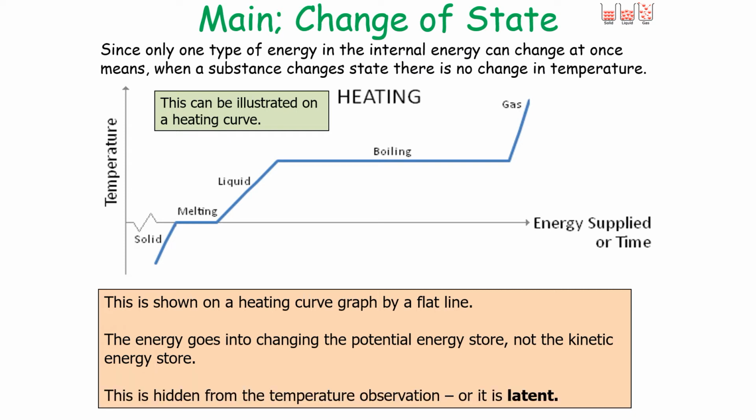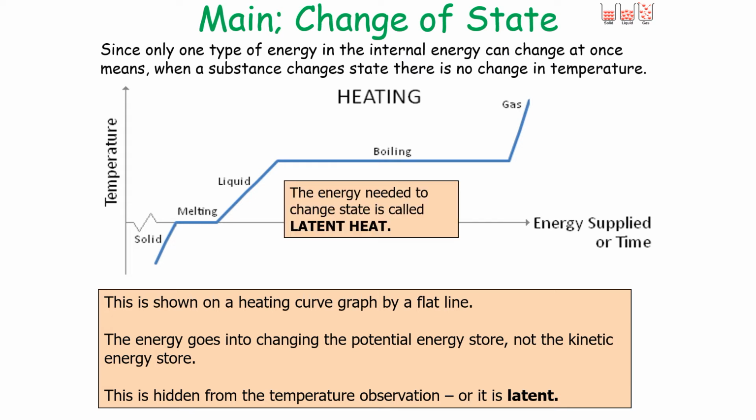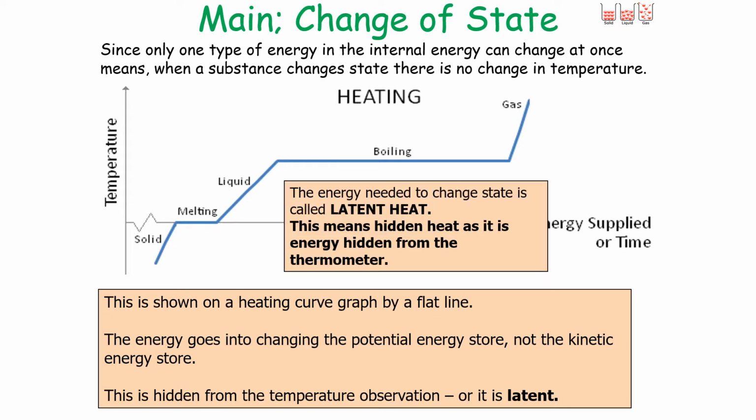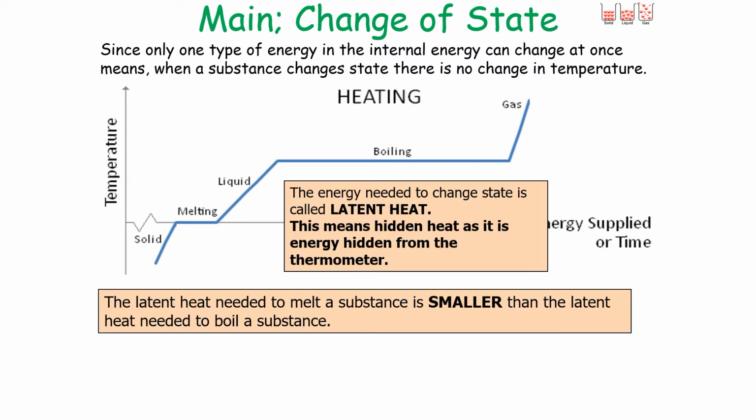So this energy which has been put into the substance to change its state is hidden from the temperature observation, so we call it a latent energy or a latent heat. Now, latent means hidden, so latent heat is hidden heat, as it is the energy hidden from the thermometer. The specific latent heat is the energy needed to change the state per kilogram of the substance.